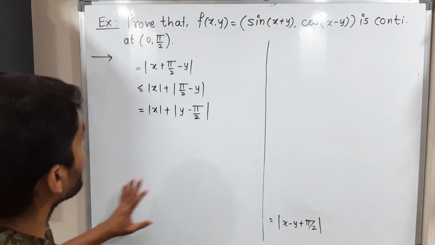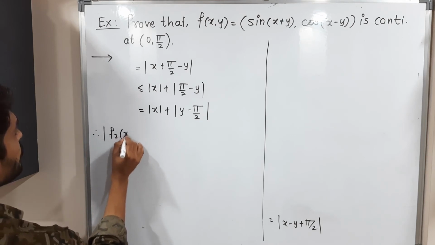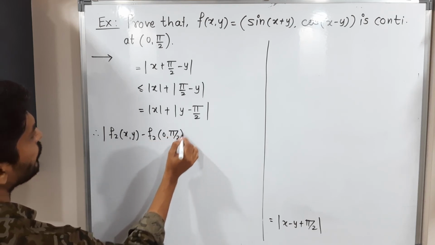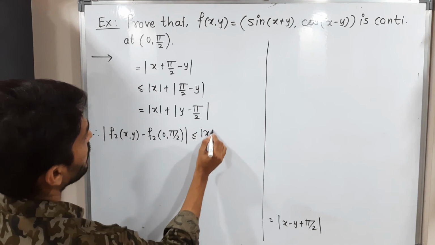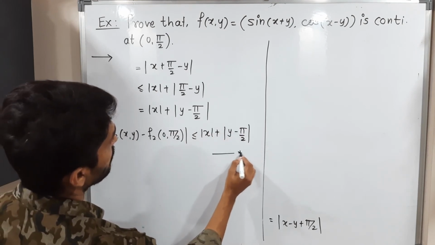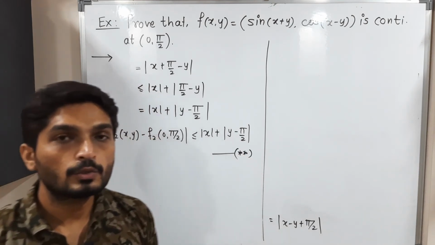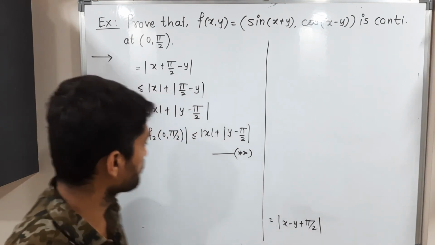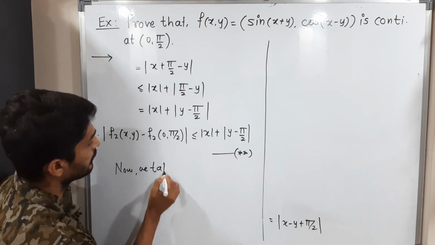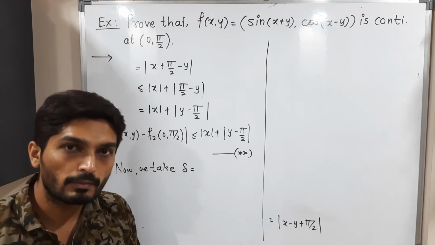So I will write again. We started with mod f2 of (x, y) minus f2 of (0, pi by 2), and what we have got is less than or equal to mod x plus mod y minus pi by 2. This is equation number double star. Now our task is to select delta. Delta is equal to, but we don't know which delta we have to select, so I will keep it blank and we will go further.